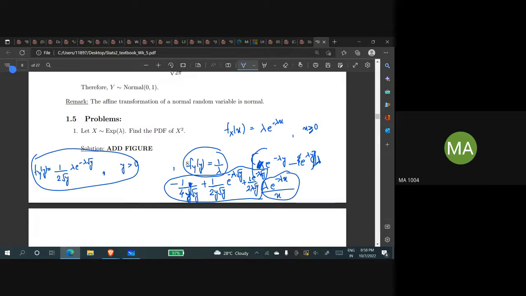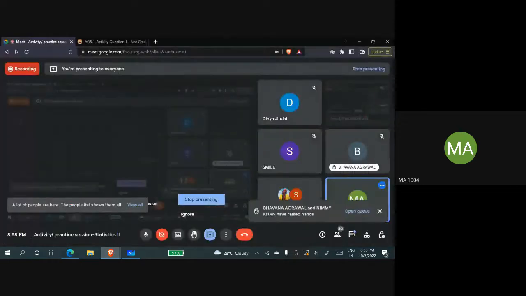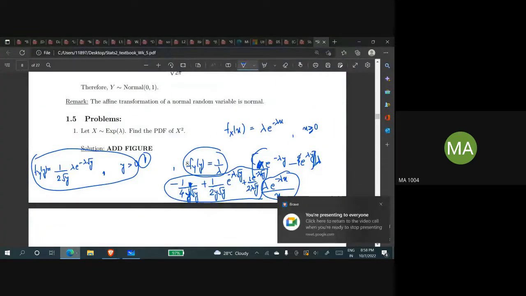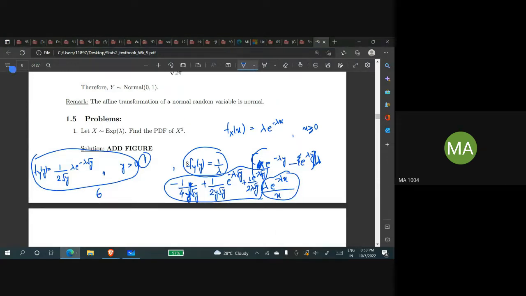So I would ask, how many of you got the first answer? Many people raised hands. 1, 2, 3, 4. Okay, 6 people have gotten one as the answer. All right. So how many of you got Fy of y to be 1 by lambda? No, I was mistaken there, it's not 1 by lambda, ma'am. I'm recalculating it. Who else has gotten e to the power minus lambda y minus e to the power lambda y whole over lambda?